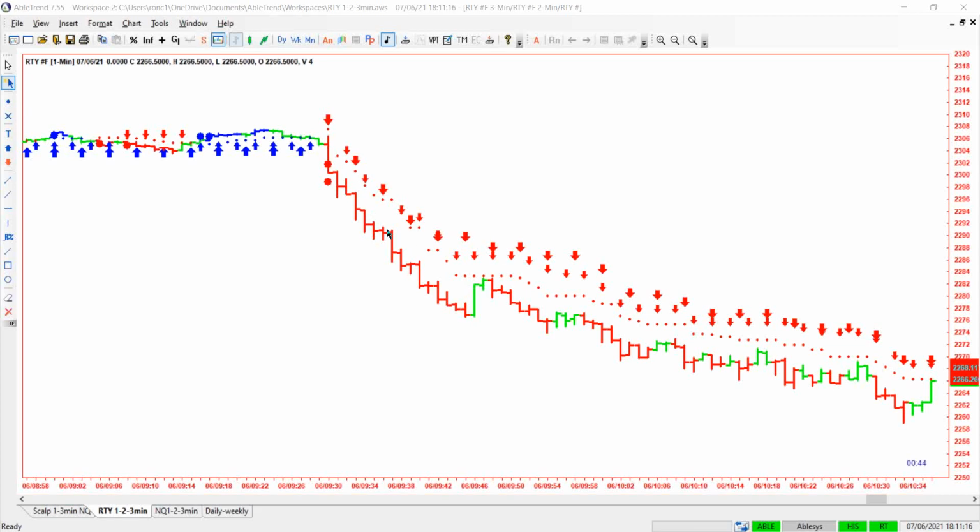Green means neutral or sideways. So that's quadruple confirmation. I mean, you can't get any lower risk than that. I don't know what somebody would want.